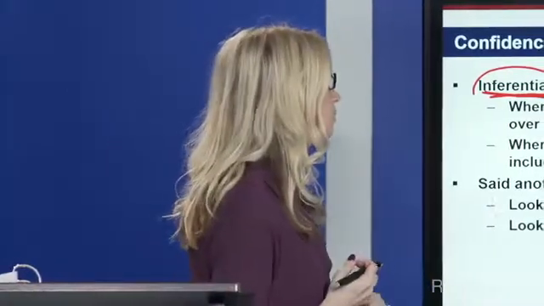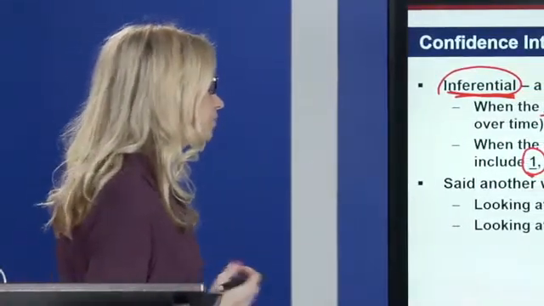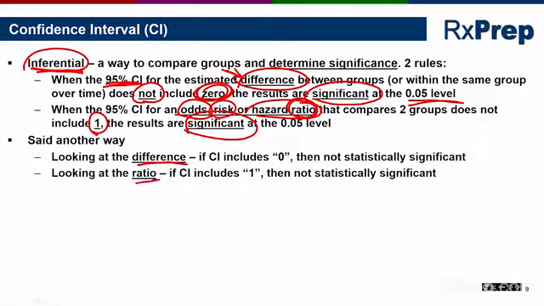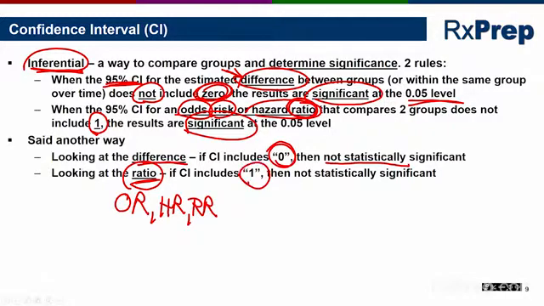We'll go through an example, and if you like it said another way, here's a shorter way of saying the same thing: the difference or the ratio. Again, if you're looking at the difference between 2 groups, you're looking for that number 0 in the confidence interval. If it is there, so it includes 0, not significant statistically. The ratio, whether it's an odds ratio, hazard ratio, or a risk ratio, you're looking for the number 1. If 1 is included in that 95% confidence interval, again, not statistically significant.